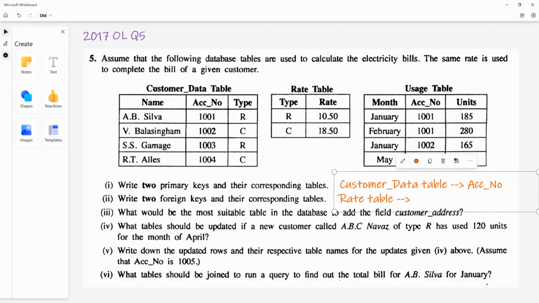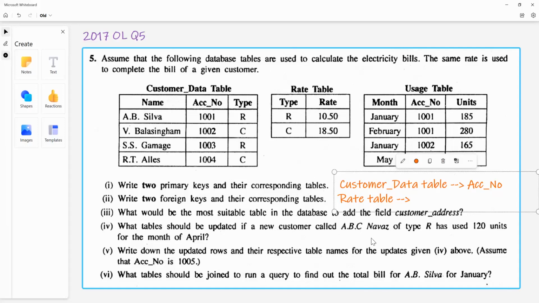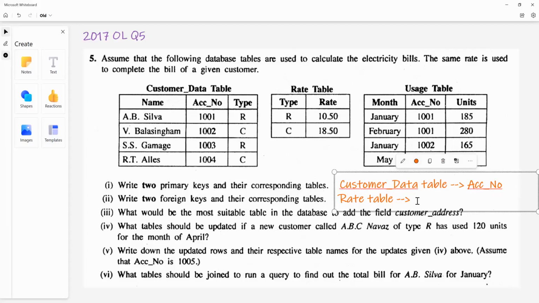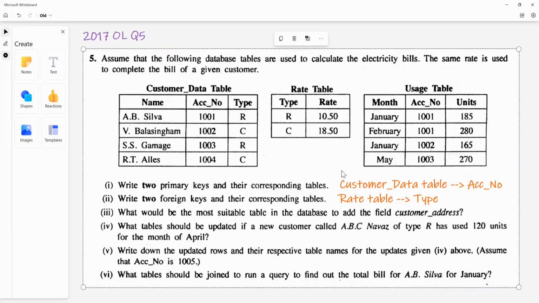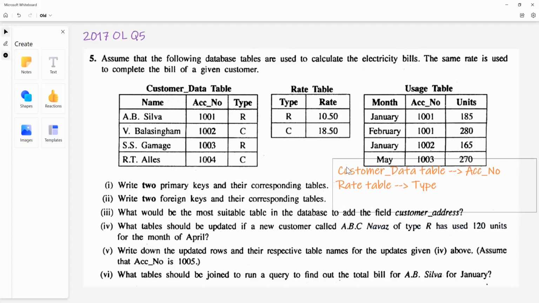So there were two answers I got. Is it type or is it rate? Rate is a number, right? And that number could be anything. So for the rate table, we should use type, not rate. Rate could be the same now, but the types are only a few, right? Type. Okay, these two are enough in the exam, but for me, this is not enough. I need the answer for the last one as well.